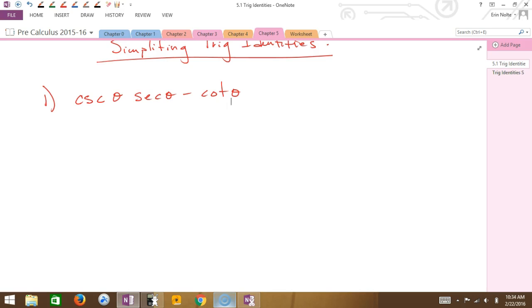So anybody know what cosecant is also equivalent to? 1 over sine. So cosecant is the same as 1 over sine, right? What is secant the same as? 1 over cosine.